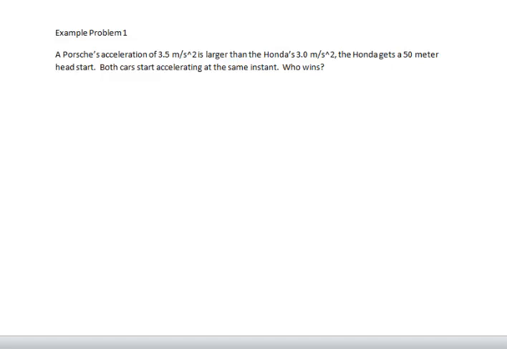So we're going to go ahead and draw a kind of a motion map, in a sense, of the situation. So I'm going to have everything starting from the left side, and we're going to go to the right. So the Porsche is going to start here, and then 50 meters in front, right here is the Honda.